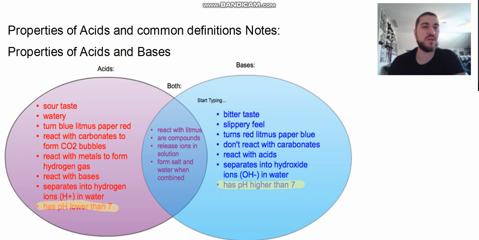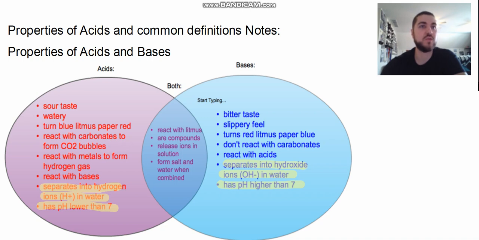Another really important concept you need to know about these two terms is that when you put an acid in water, it will separate into hydrogen ions. And when you put a base in water, it separates into hydroxide ions. So you can think of this as a compound, an acidic compound. As soon as it interacts with water molecules, it will split apart into ions.